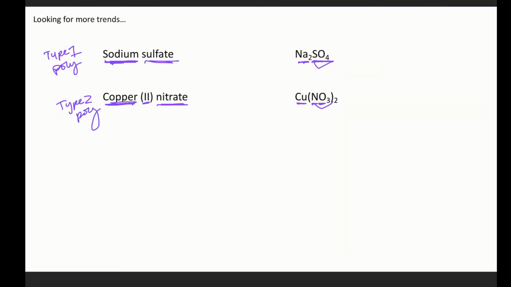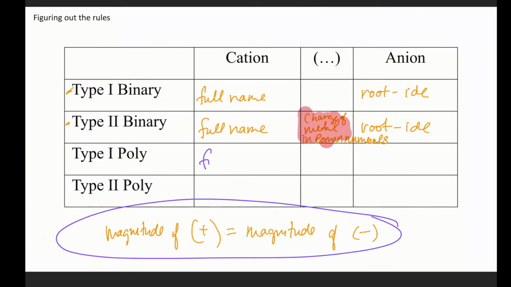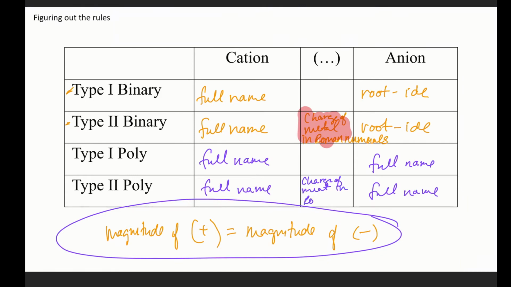right? If we look at the naming systems, we are still using the full name of the metal. And if we look at the polyatomic names, if you've memorized them, what do you notice? We're also using the full name of the polyatomic ion. So in terms of our naming system, that's what we would fill in. We are using full name here, full name. So these are even easier, kind of. We just have to memorize them. That's the only hard part. And we are still putting the charge here, charge of metal in Roman numerals.